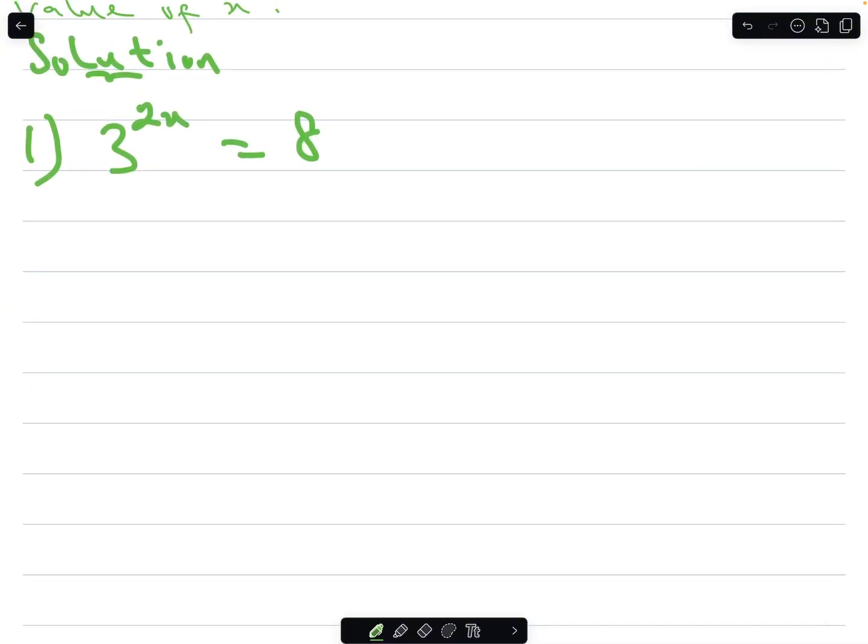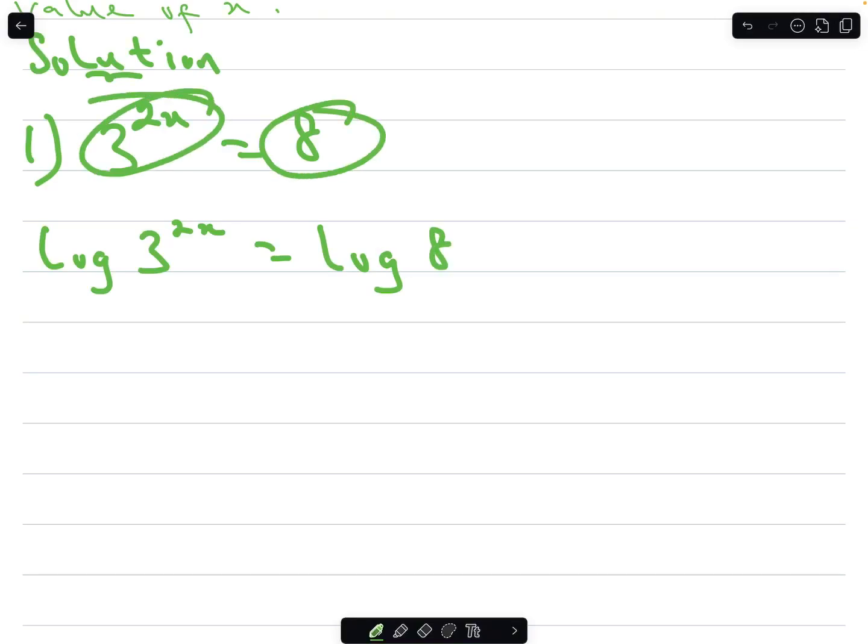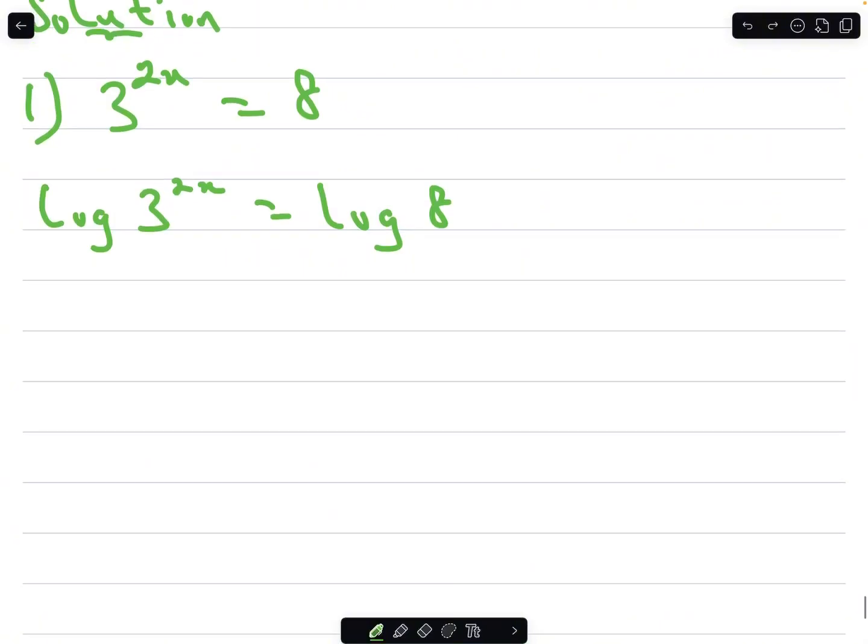We find x. Can you write 8 as a power of 3? No. So what do we do? Here, you use logarithms. Take logarithms of both sides. That means log 3 raised to the power 2x is equal to log 8. If you see that you cannot write this one as a power of this one, then you take logarithms of both sides. Do you understand?